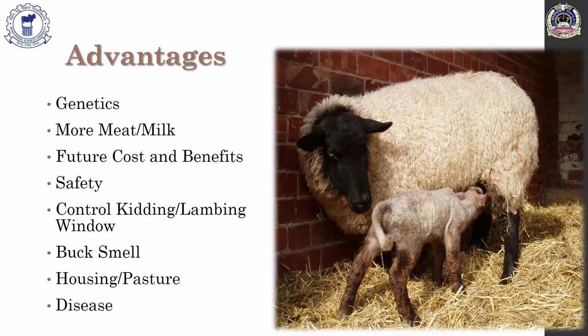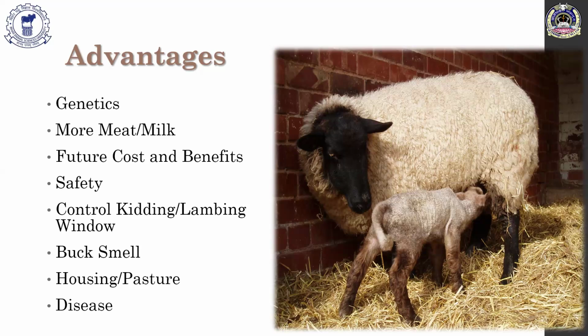When we talk about genetic qualities, having meat and milk, good merits, ultimately we have future costs and benefits. For AI, we have future costs and benefits. AI is a method which is very cost friendly also. For safety purposes, disease spread can be checked and the infection rate can be overlooked. By AI, we can control the kidding as well as lambing window also.